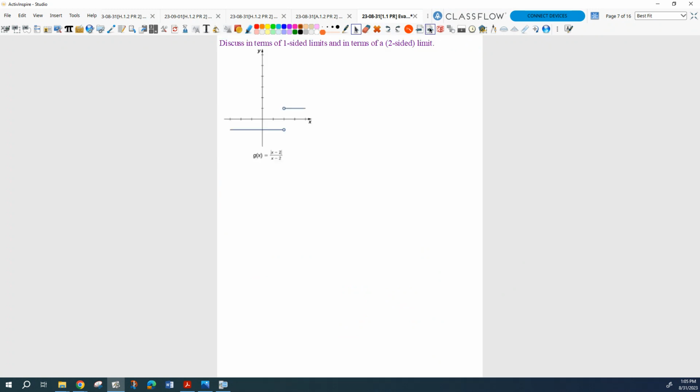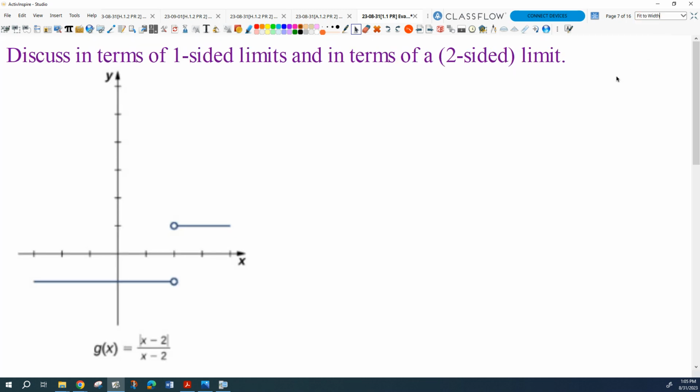All right, moving on. So let's talk about this now. Let's take this problem in terms of one-sided and two-sided limits. Let's discuss this function here. I'm showing you the graph. We don't know what the function is, but we can see the graph, right? What can you tell me about the limit from the left? What's it equal to?